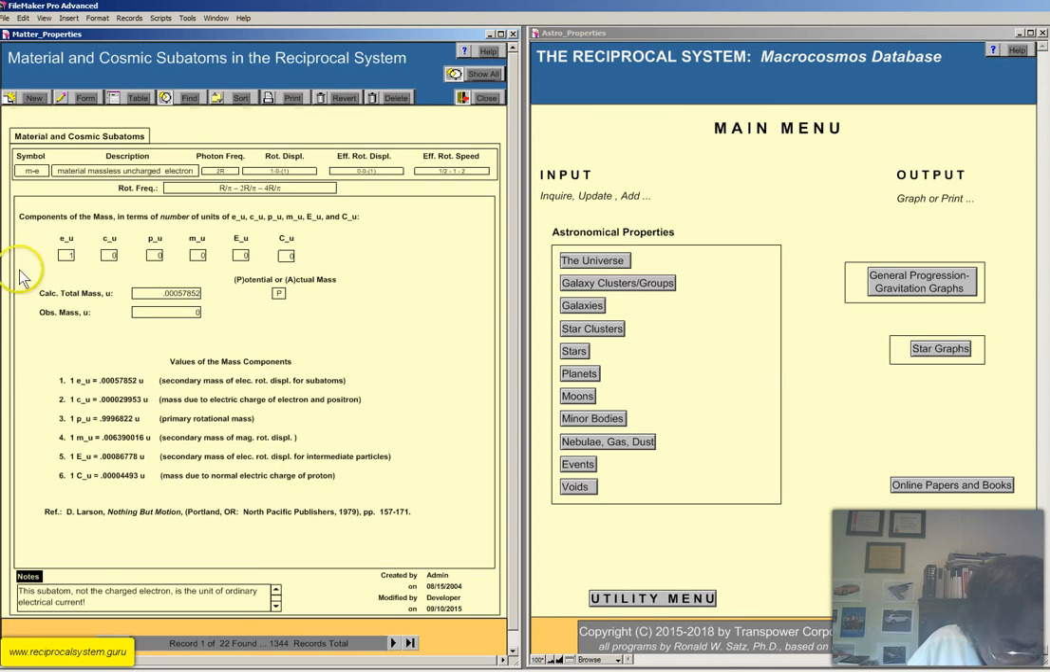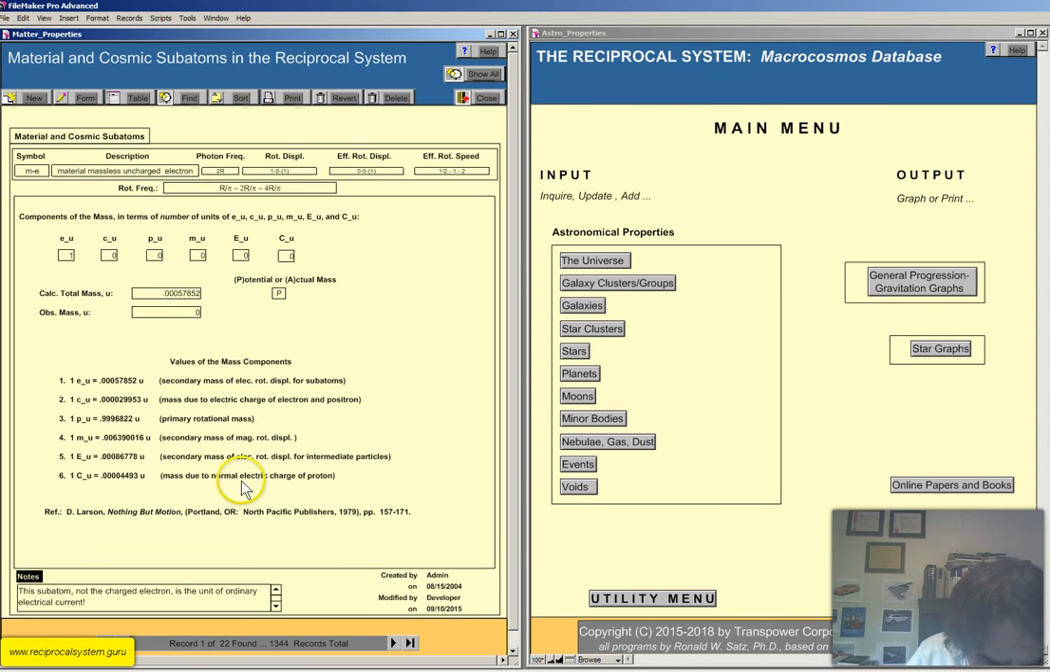Okay? So, with these various values of the mass components, we can see what the material electron would be. It would be 1 E sub U, the secondary mass of the electric rotational displacement, and 0 C sub U, because there's no electric charge for the massless, chargeless electron. P sub U, the primary rotational mass, of course, is 0 because there's really no effective rotational displacement. M sub U, secondary mass of the magnetic rotational displacement, again has to be 0. And capital E sub U, secondary mass of electric rotational displacement for intermediate particles, is 0 as well.